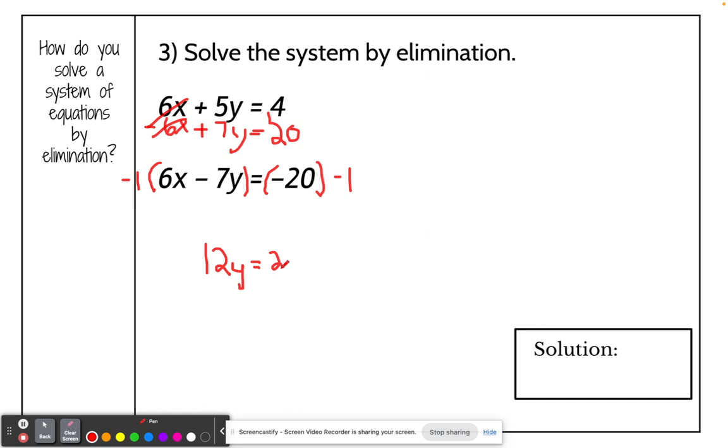The nice thing about this, I usually end up with a nice one-step equation at the end. Divide both sides by 12. I might need to do some manipulation in the middle, but at the end I'll end up with a one-step equation. Y equals 2. So in my solution, I know y will be 2.